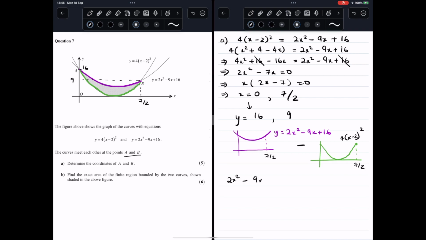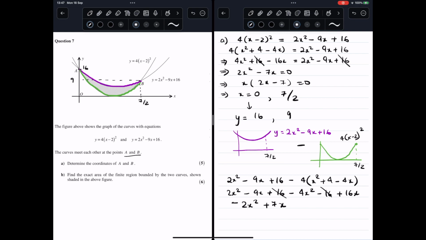Okay, now take the areas away, or take the equations away from one another, because they do intersect at the same point. So we can reduce our work over here rather than individually integrating. We can just simplify the expression and get a singular expression and then integrate. So minus 2x squared plus 7x can now be integrated between 0 and 7 over 2.